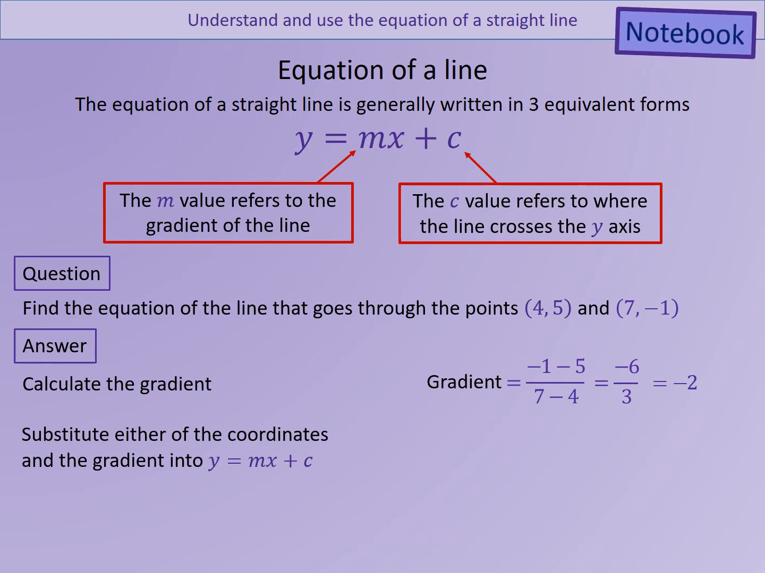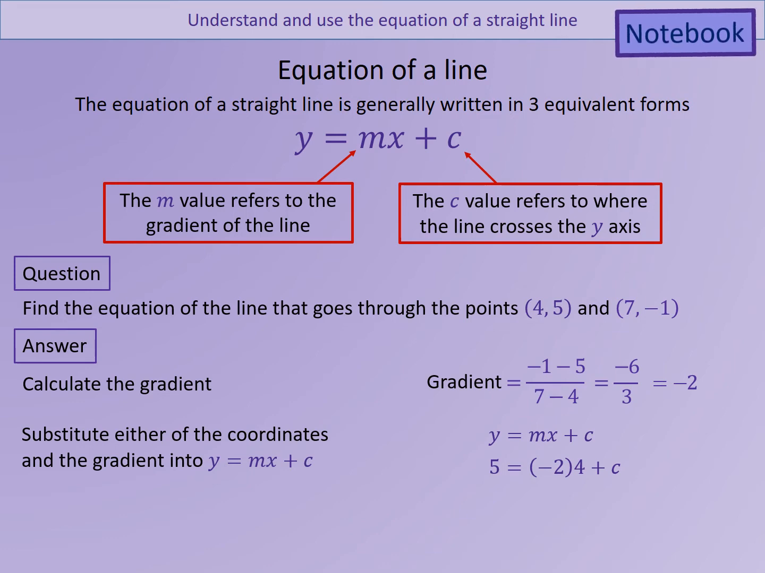We are not going to find c directly, we're going to find it from the information that we have now in the question. So I'm going to use the gradient, which I've just worked out, and I'm going to use one of the 2 coordinates. It doesn't matter which one you choose, you're spoiled for choice. I am going to use the 4, 5. I'm guessing that's because they're both positive values. It seems like a nicer coordinate, but 7, minus 1 would work as well.